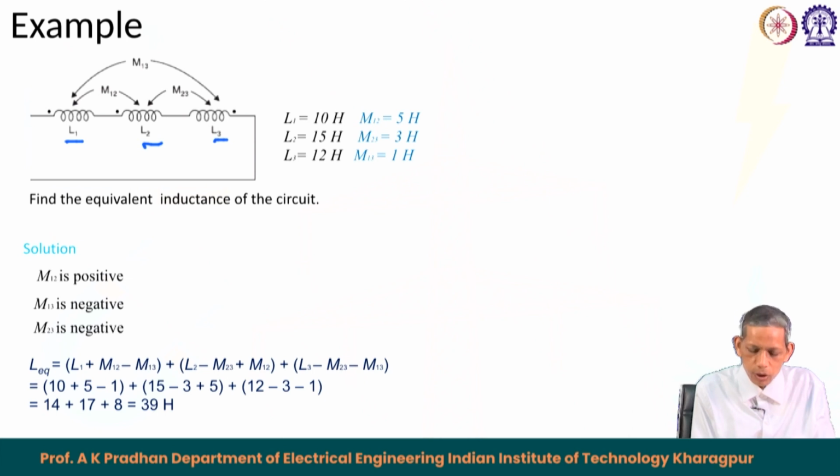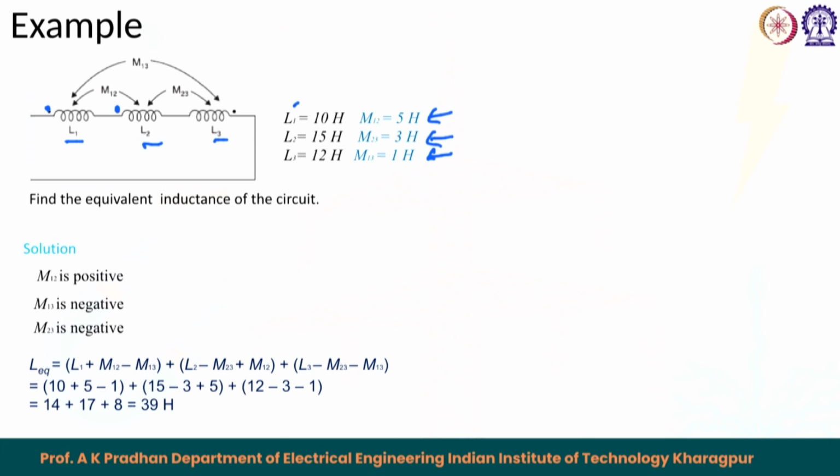Another example: with L1, L2 and L3 connected in series, find the equivalent inductance of the circuit. The values of the L1, L2, L3 self inductances are given, and in the second case M12 equals 5 Henry, M23 equals 3 Henry, and M13 equals 1 Henry. So, the values of these mutual inductances M12, M23 and M13 are also given to us. Now, if you see here, the dots are like this.